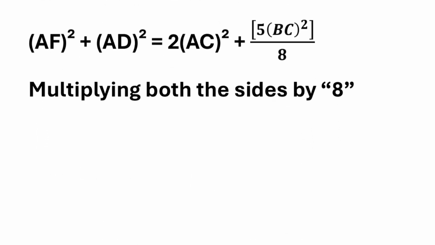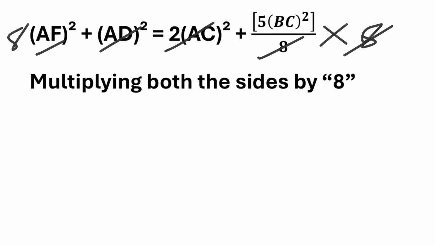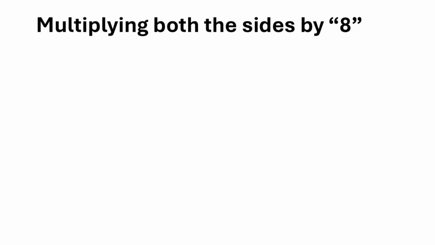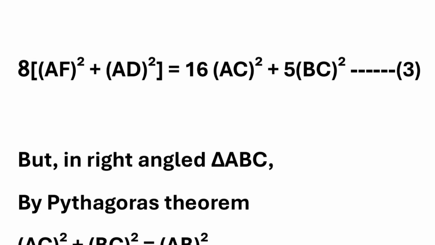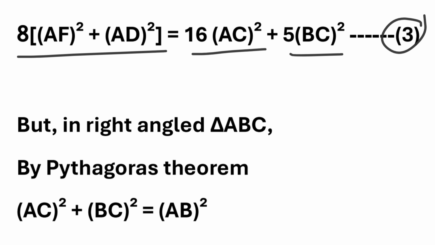Now, multiplying both sides by 8, means we multiply this by 8, this by 8, this by 8 and here also by 8. So here 8 cancelled. Then we multiply here by 8 and put square bracket. Here 8 2s are 16, then it becomes 16. Therefore, after multiplication, 8 in bracket AF square plus AD square is equal to 16 AC square plus 5 BC square. This is our equation number 3.